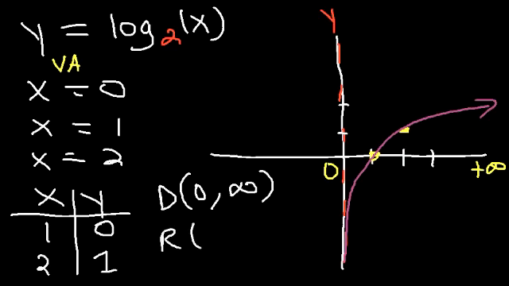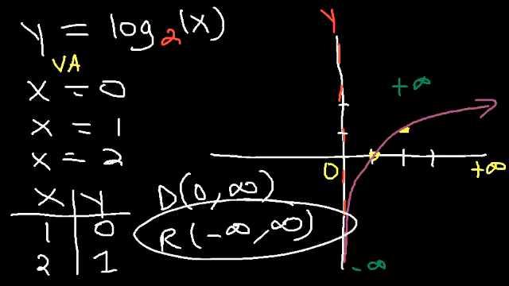Now for the range. For logarithmic functions, the range is always going to be all real numbers, negative infinity to infinity. If you look at the graph, the lowest y value is negative infinity and the highest is infinity. As this curve moves to the right, it's going to keep going up, all the way to positive infinity. So the range is always the same for a logarithmic function. The domain will have the vertical asymptote included in it.